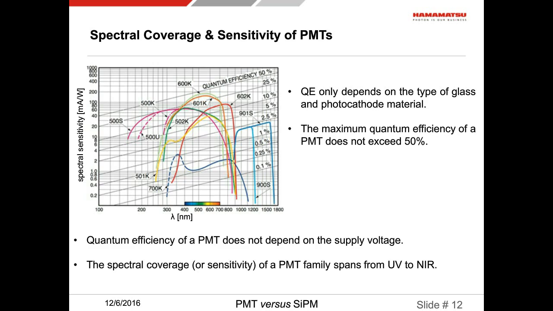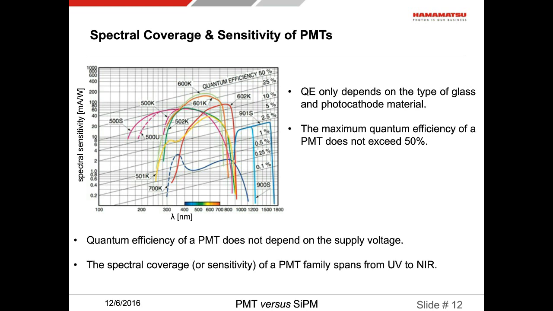Let us now discuss some basic opto-electronic properties of the two devices. Let's begin with probably the most important one, which is spectral sensitivity. On the left-hand side, we see a plot of spectral sensitivity of the PMT as a function of wavelength. For those that prefer quantum efficiency, those are shown with these diagonal contours. I'm now pointing at 50% quantum efficiency, 25, 10%, etc.